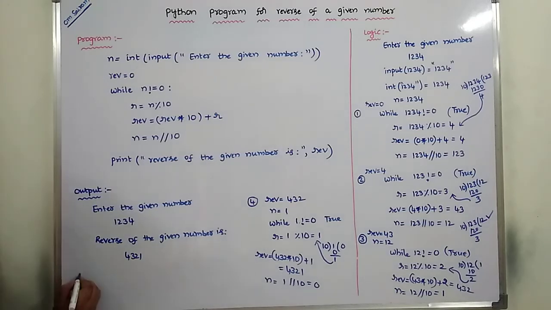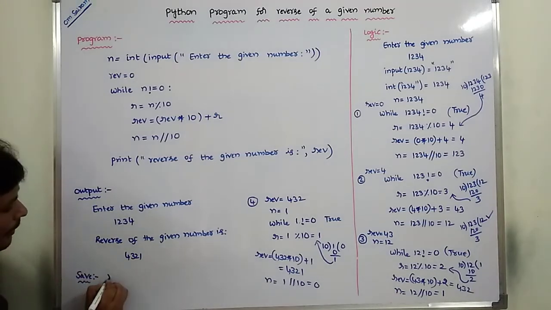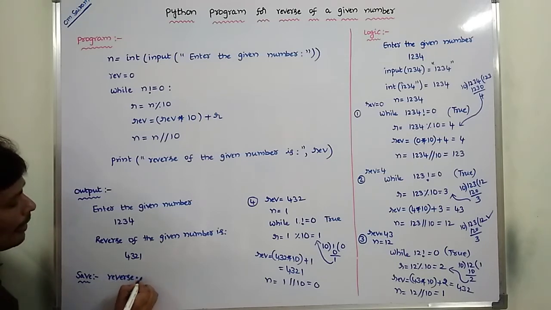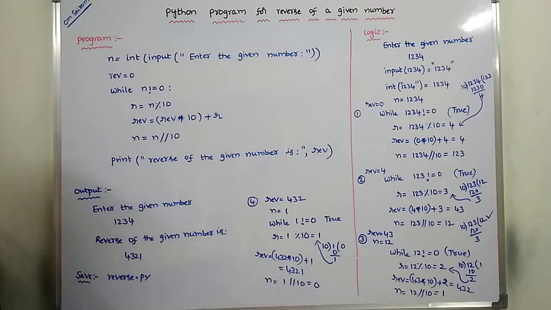Next, how to save the program? Save the program as reverse.py. This is a Python program, and here the file name is reverse.